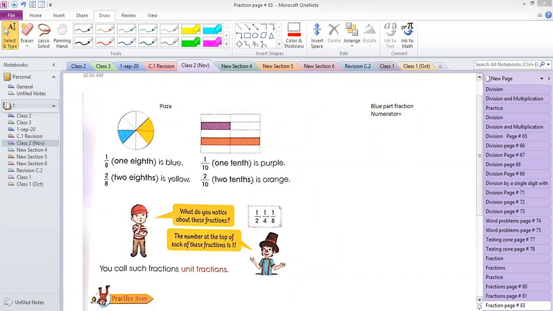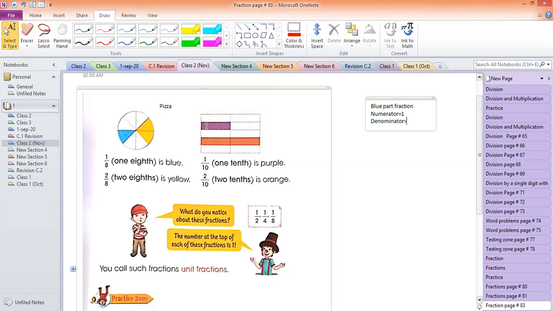So you are saying the numerator is 1 here. Why, guys, is the numerator 1? Because numerator shows the parts that are shaded or that are taken out. If we are writing for the blue fraction, this is the only part which is shaded in blue color. So here the numerator is 1. And what is the denominator here? You told me there are total 8 equal parts: 1, 2, 3, 4, 5, 6, 7, and 8. So here the denominator is 8.